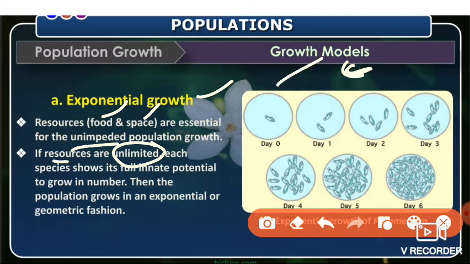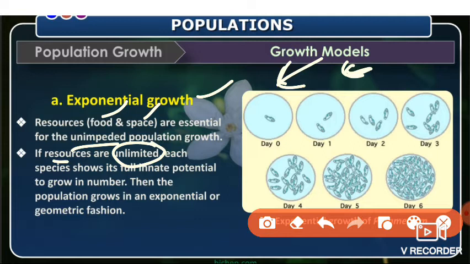For example, for the tiger, if the tiger is in a forest, and more number of deers are there, there is no scarcity for the deers. So the tiger can easily feed on those deers, and they can reproduce exponentially, and the population also goes on increasing exponentially.